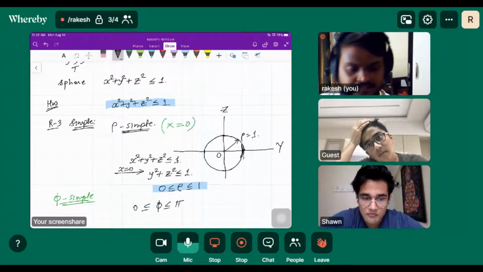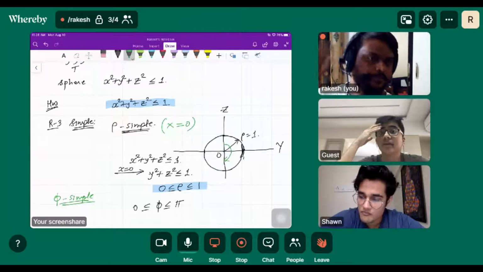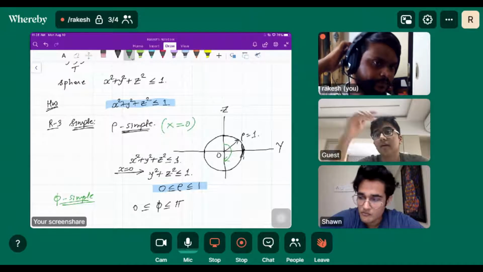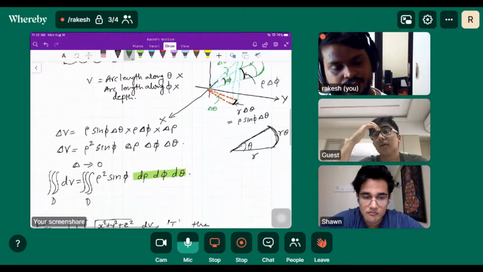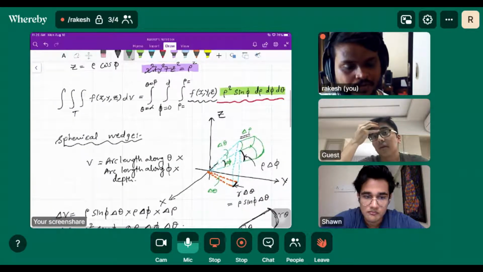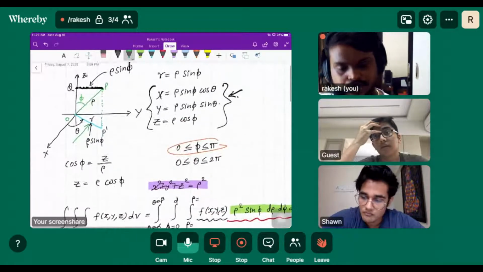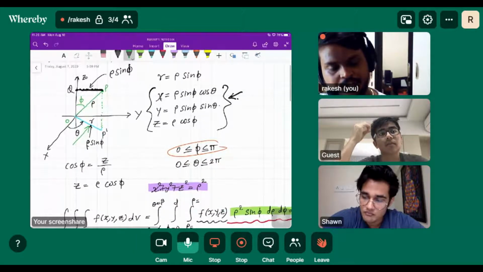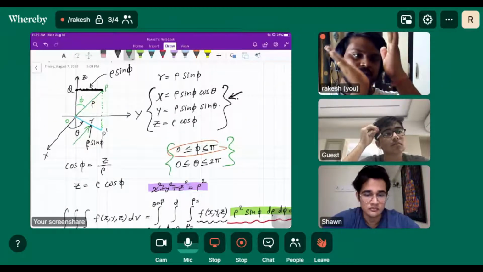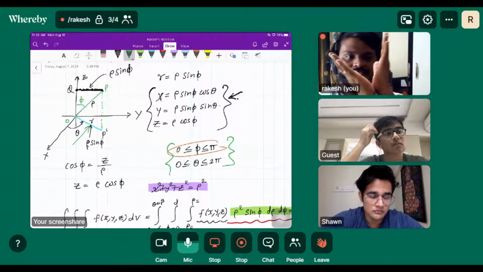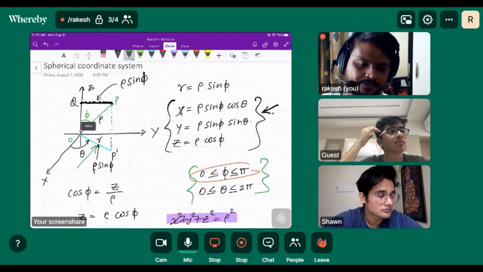Fine. We take this angle only. But when we say 0 to pi, why do we say only that much? Because in this, the range of phi has to be from 0 to pi only. We saw in this diagram that the range of phi has to be 0 to pi. If you go in the opposite direction, again the angle would be between OP and the z axis, and that will be again between 0 and pi. Look at the diagram here.